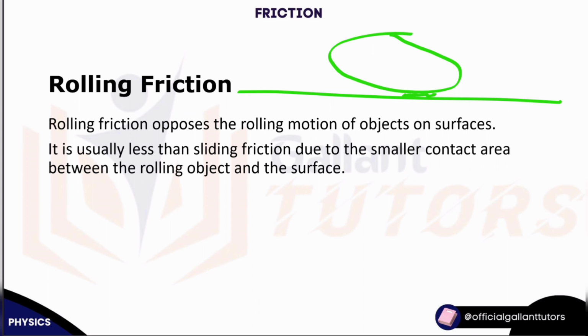So now in sliding motion, like what I discussed previously, every point of the body has only translational or linear motion. But in the case of rolling motion, different points have a combination of linear and rotational motion. Please take note of this point as it might be asked in your exam.